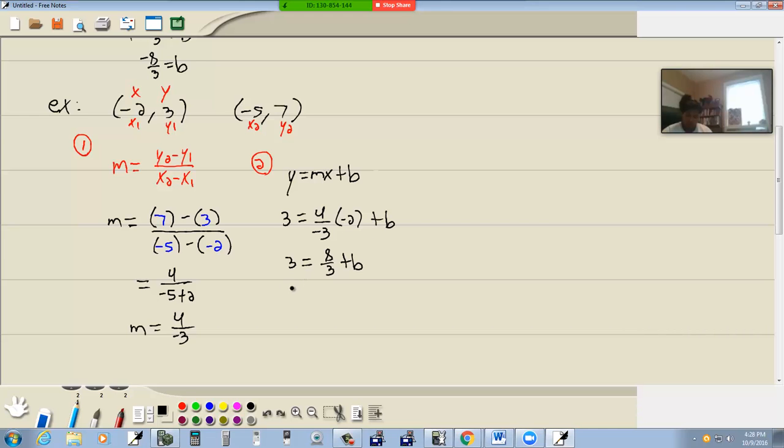Now I want to solve for b, so I got 3 minus 8/3 is equal to b. And this would give us 1/3. I'm just using the mixed number rule there. What I'm doing is I'm taking the number that's out in front, 3, multiplying it times my denominator. 3 times 3 is 9. And then I'm adding a negative 8 up on top. 9 minus 8 gives us the 1. And then the denominator stays as is.